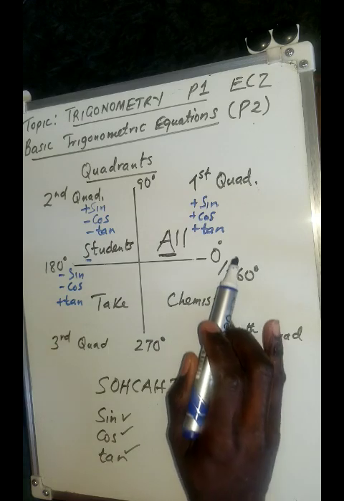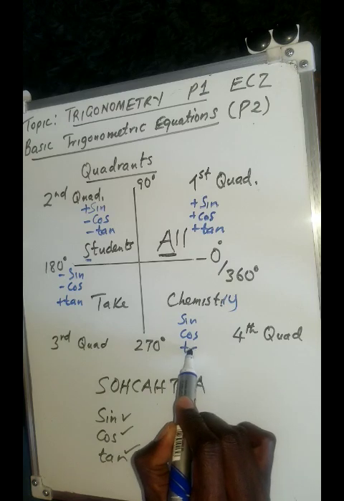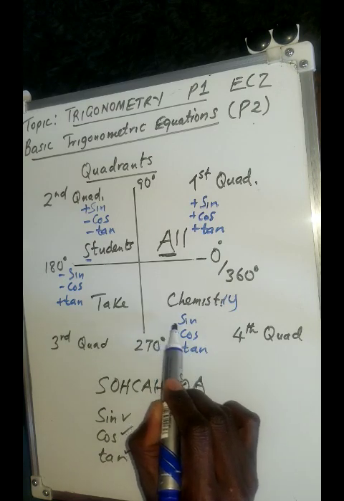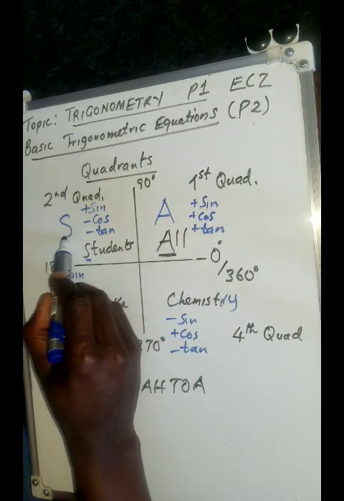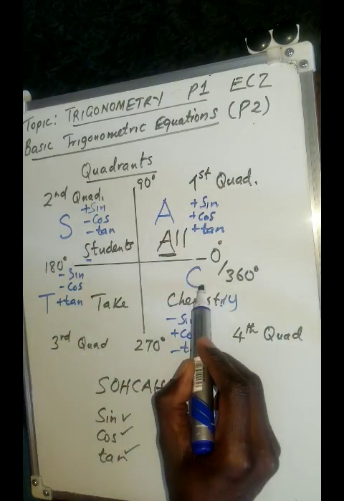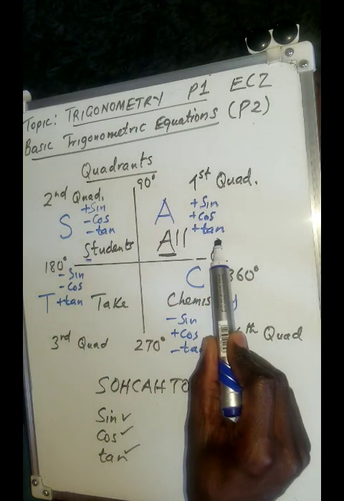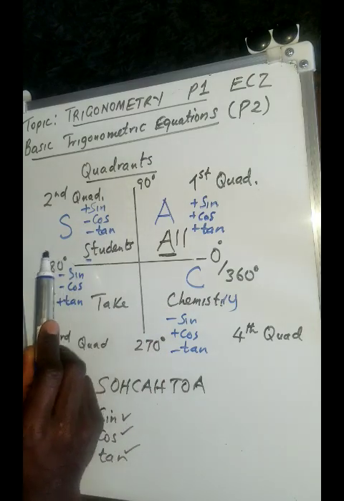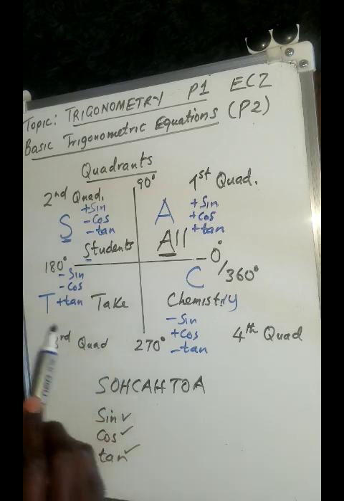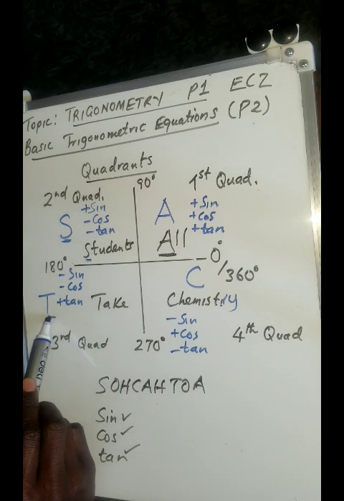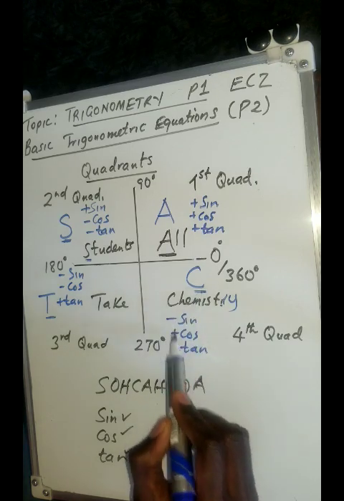When it comes to the fourth quadrant, you are going to find that only cos is positive, but the rest are negative. No wonder we are saying that all students take coffee, because in the first quadrant, for angles between 0 and 90, all of them give you a positive. In the second quadrant, only sine is positive. Between angles 180 and 270, only tan is positive, the rest are negative. Between 270 and 360, only cos is positive, the rest are negative.